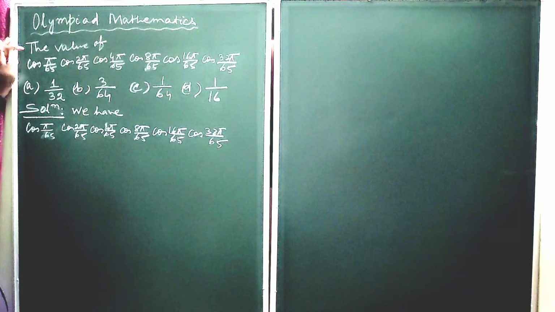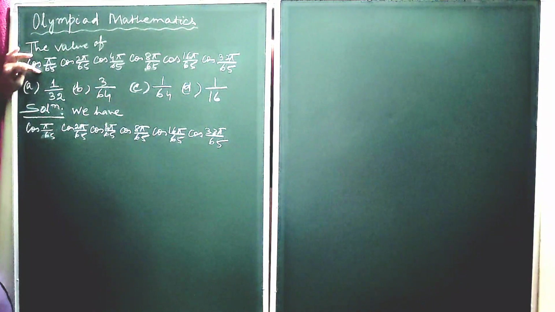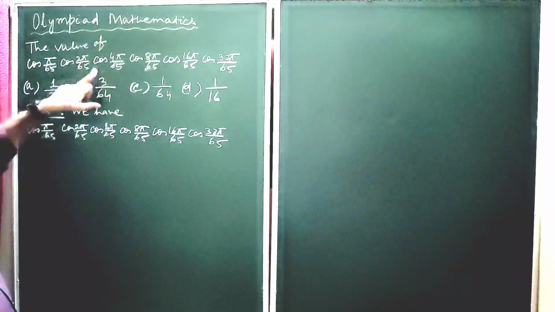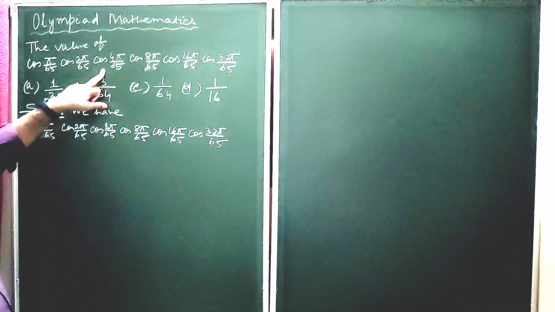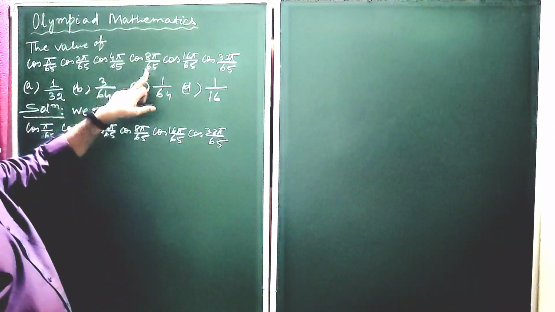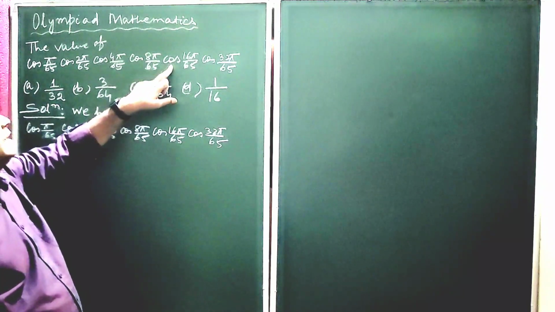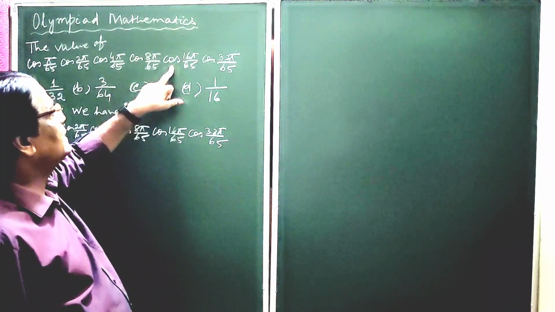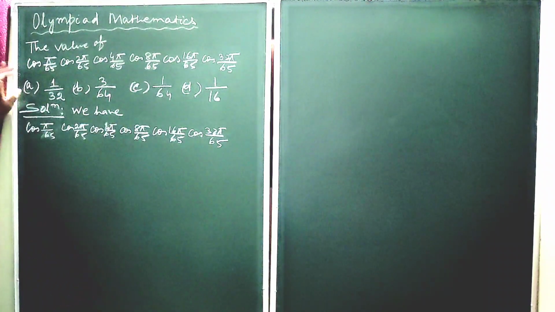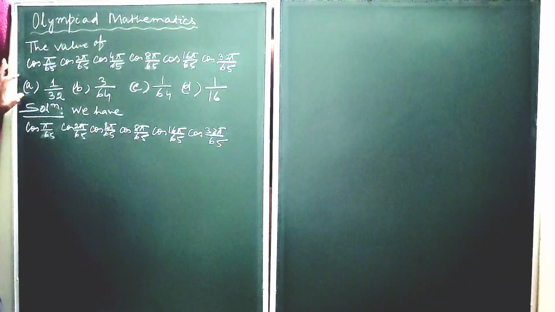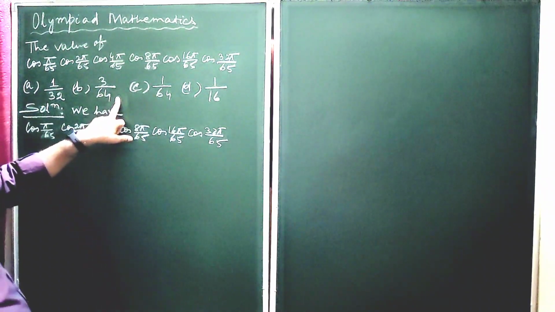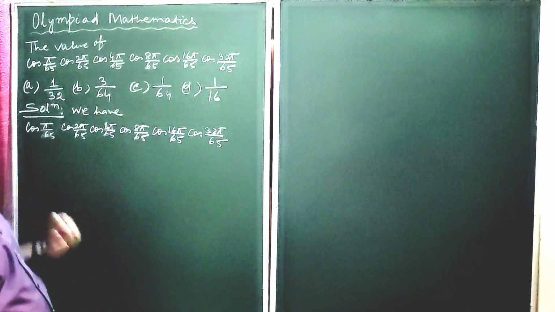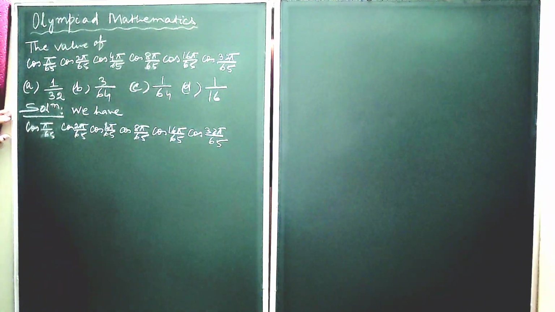The question is: the value of cos pi by 65 into cos 2 pi by 65 into cos 4 pi by 65 into cos 8 pi by 65 into cos 16 pi by 65 into cos 32 pi by 65. Options: A, 1 by 32; B, 3 by 64; C, 1 by 64; D, 1 by 16. We have to find the correct answer. This is the expression given.